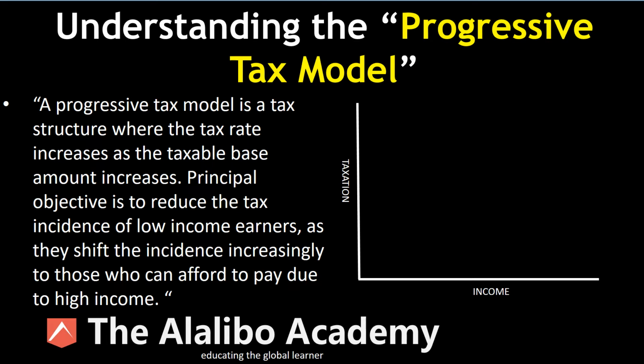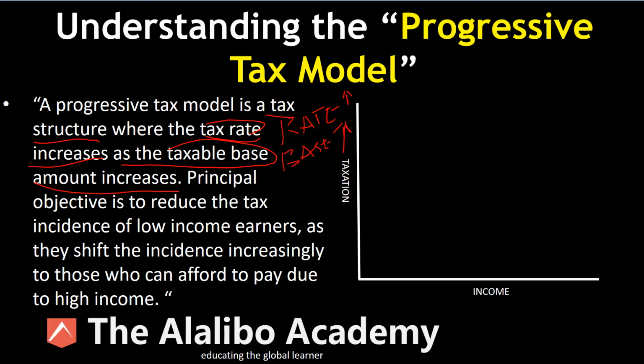So we begin with the definition of the progressive tax model. It says here, a progressive tax model is a tax structure where the tax rate increases as the taxable base amount increases as well. Let's stop here for a minute and take a closer look. It says the tax rate, so let's put that here. The rate goes up, right? The base also goes up.